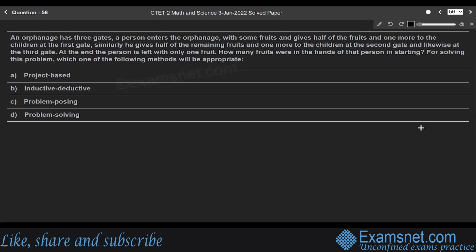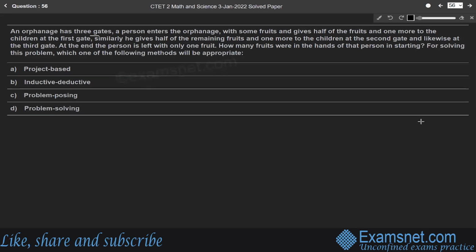Question 56. An orphanage has 3 gates. A person enters the orphanage with some fruits and gives half of the fruits and one more to the children at the first gate. Similarly, he gives half of the remaining fruits and one more to the children at the second gate, and likewise at the third gate. At the end, the person is left with only one fruit. How many fruits were in the hands of that person in the starting? For solving this problem, which one of the following methods will be appropriate?